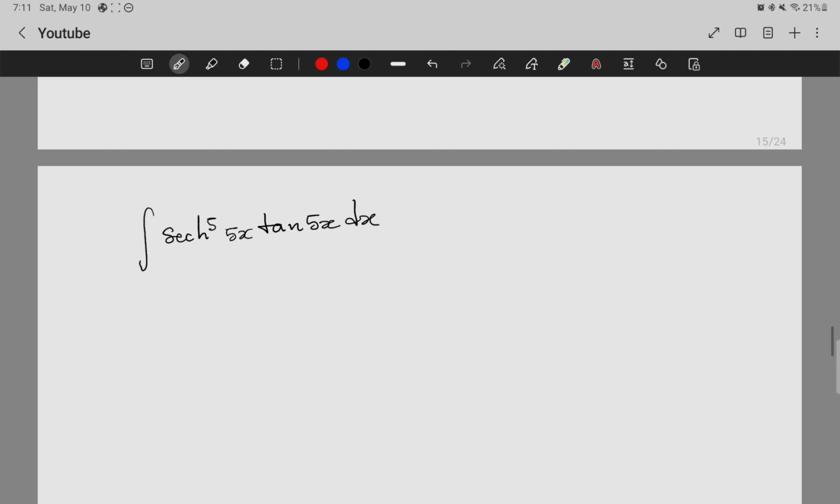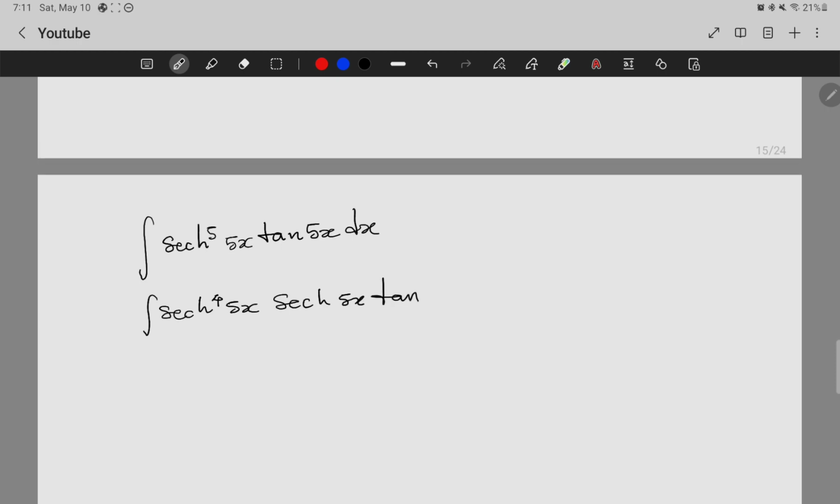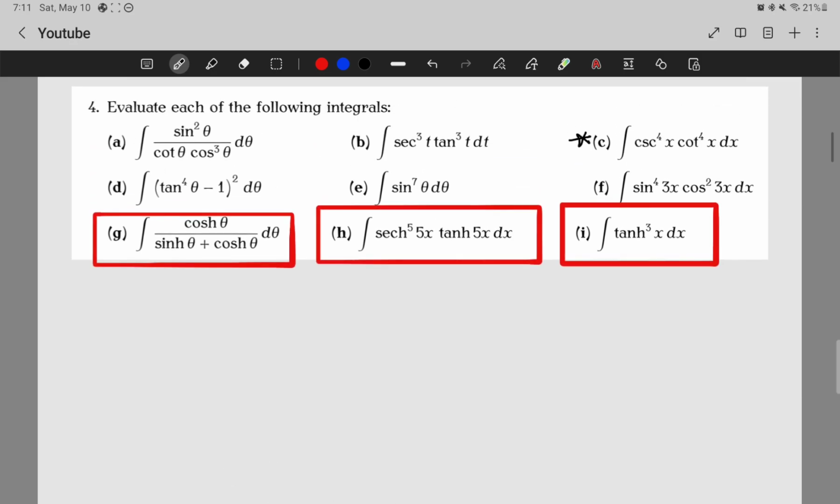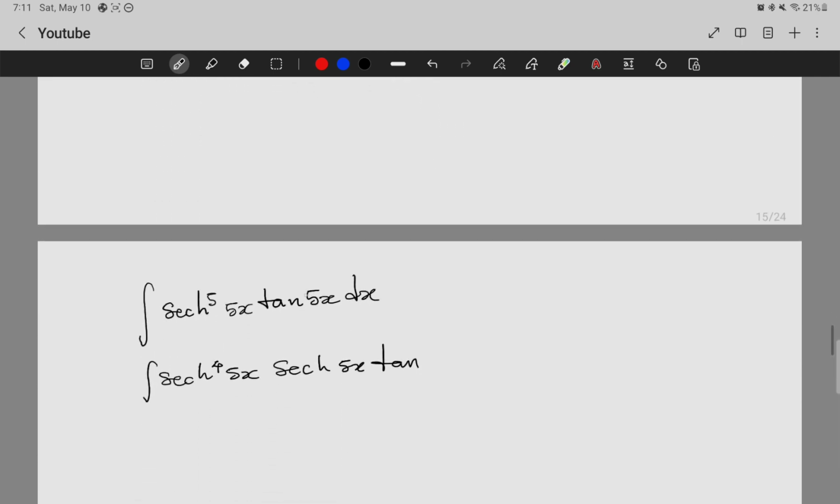The first thing that we'll do here is to isolate one of the sech terms. So this will be sech to the power 4 of 5x, and then here we'll have the isolated one, and then here we have, I think, hyperbolic tan. Let me just confirm that. Yes, that is hyperbolic tan there. Okay, so we do have an h here, an h there, 5x dx.